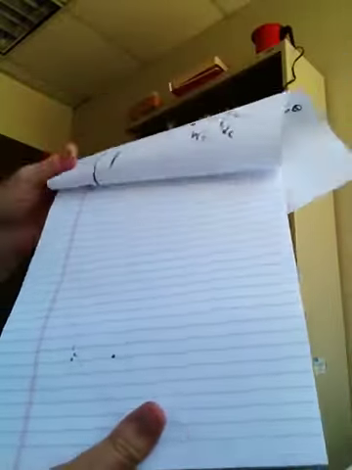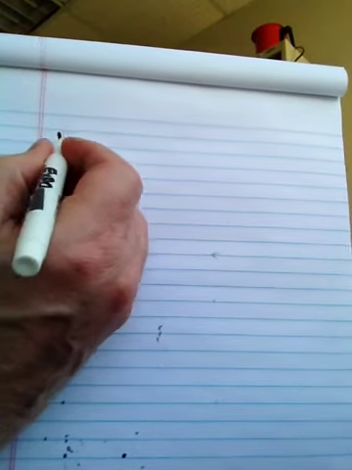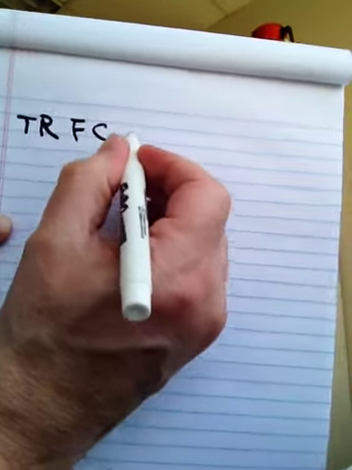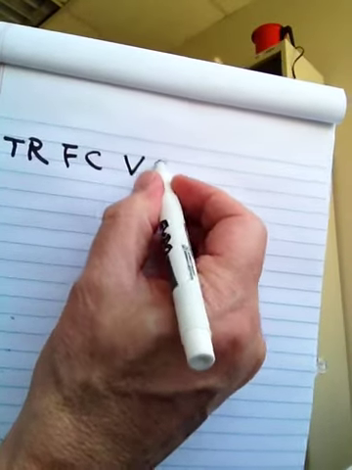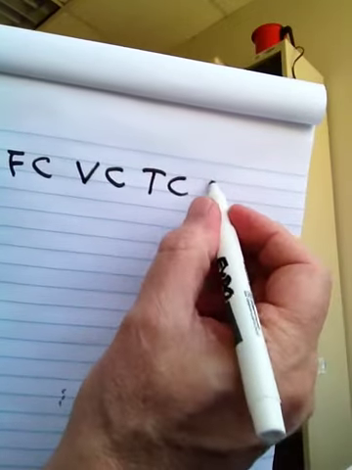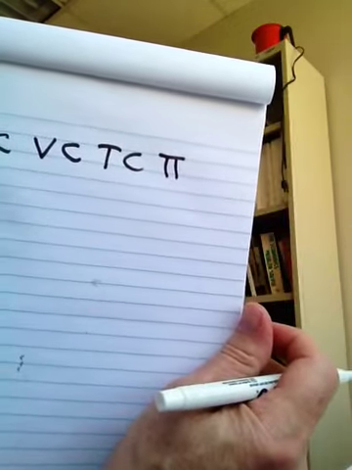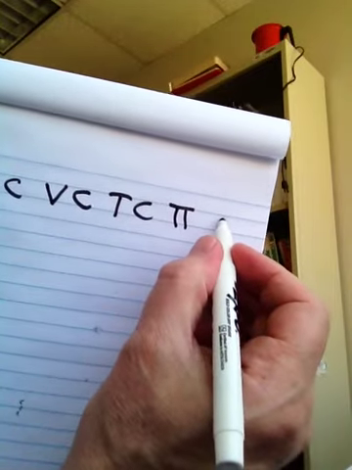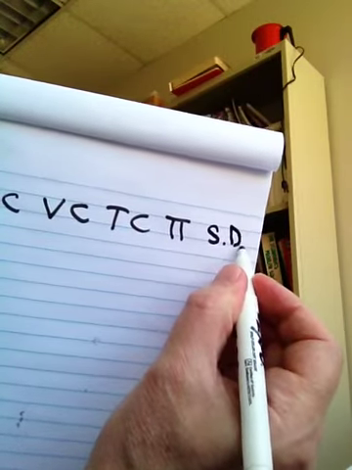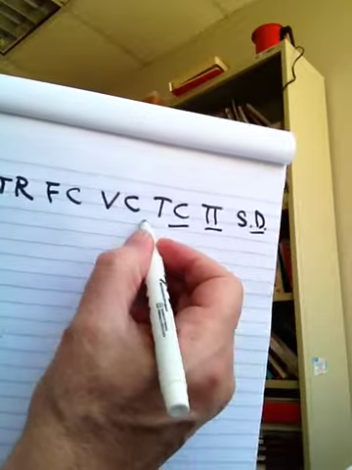Let me make a little table here. In this table I'll have total revenue, fixed costs, variable costs, total costs, profits if it continues producing, and what will happen if it shuts down. That SD there will stand for shutdown.